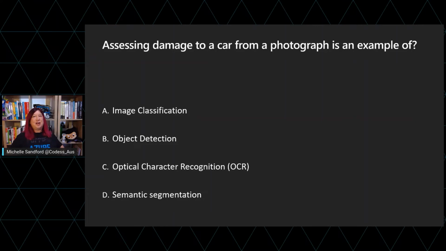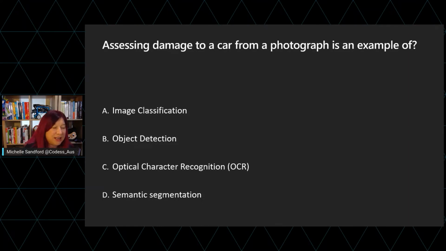So assessing damage to a car from a photograph is an example of image classification, object detection, OCR, or semantic segmentation. So let's rule some things out. OCR, that's receipts, that's invoices, that's forms, that is text in an image into something else. So it is definitely not that. Semantic segmentation is where we're sort of colouring in very precisely, whether it's a car or a person, pixel by pixel, to making sure that we have absolutely identified what it is. So that's a kind of object detection one.